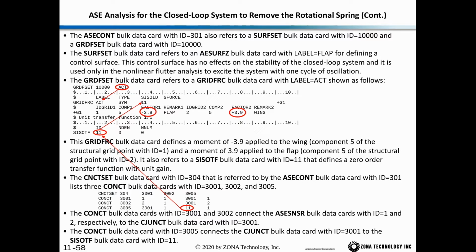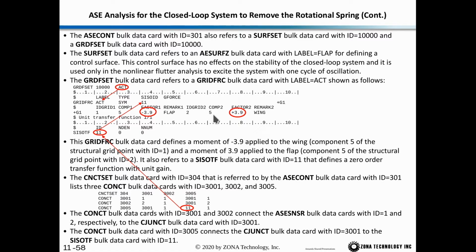The GRIDFSET bulk data card refers to the GRIDFORCE card with the label ACT as shown here. Now this GRIDFORCE bulk data card defines a moment of minus 3.9 applied to the wing. So that's applied at grid with ID 1 at component 5, which is the Y rotation, and then a moment of positive 3.9 applied to the flap. So that's applied to grid with ID 2 and the Y rotation degree of freedom.